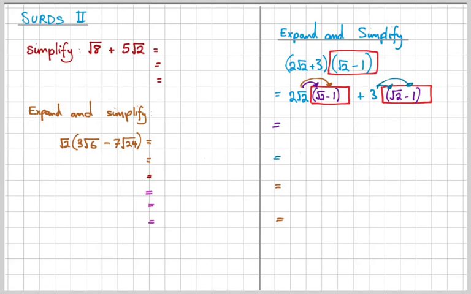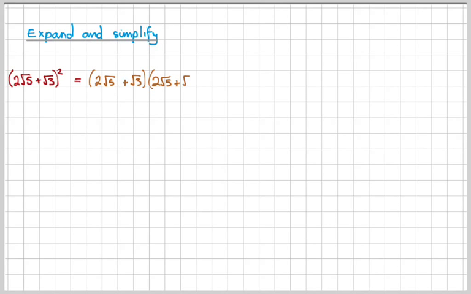We will now be looking at one more, slightly more complicated solution. So expand and simplify the following: 2 root 5 plus root 3, squared. You should pause the video now and attempt this yourself. Having paused the video, you should have firstly written it like this: 2 root 5 plus root 3 times by 2 root 5 plus root 3. You then go on to expand this using the double brackets from the previous question.